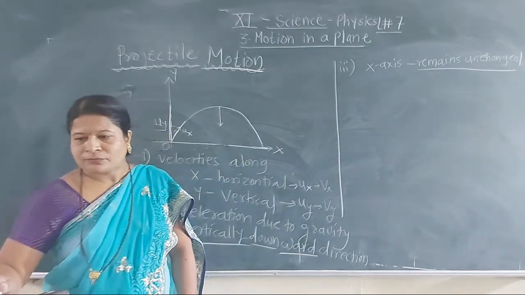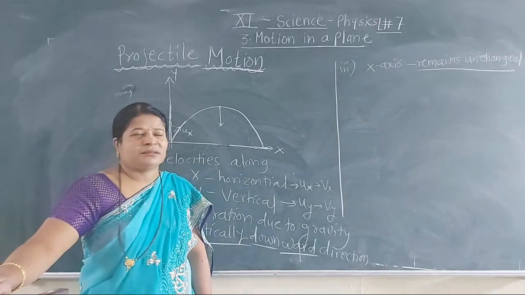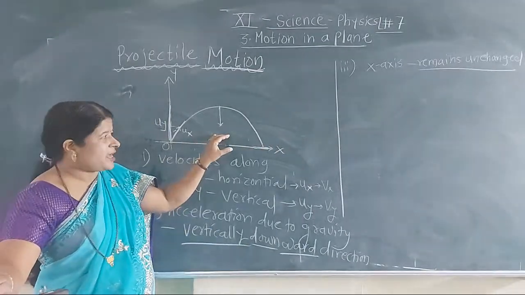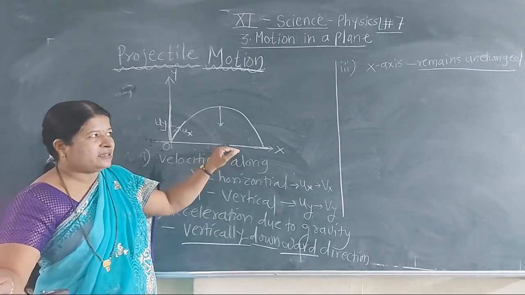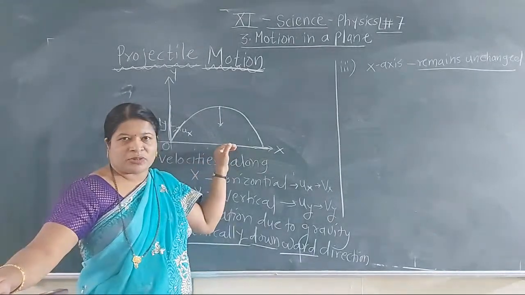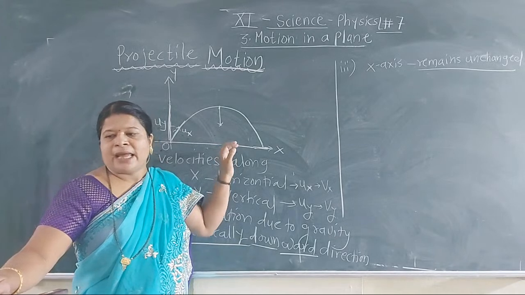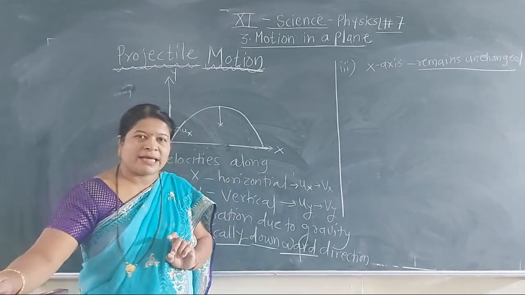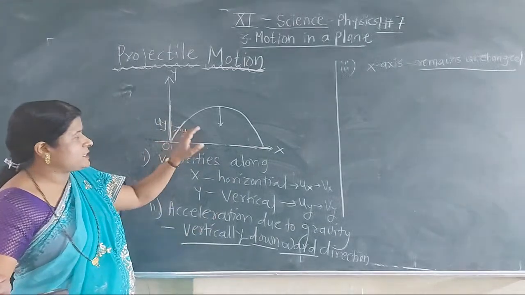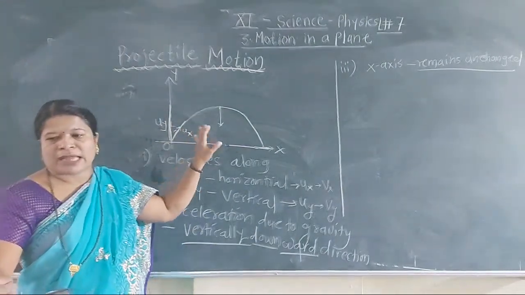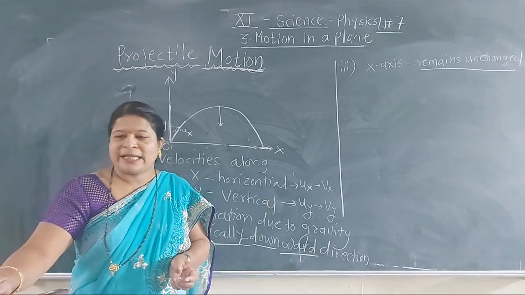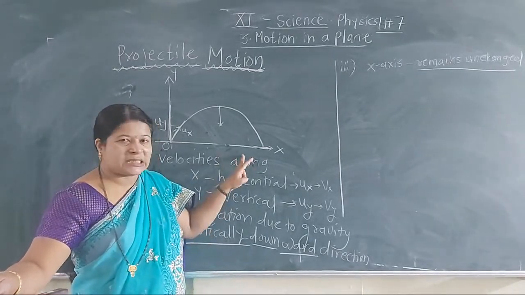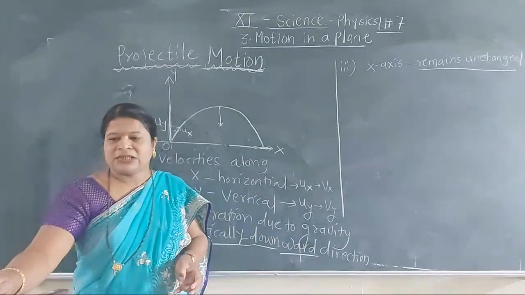And as along the x-axis, the velocity of the projectile remains unchanged, there is no change in it. Why is there no change? As there is no force acting in a horizontal direction. Whatever force there is along the horizontal axis is not acting. Therefore the horizontal component of velocity along the x-axis remains unchanged.